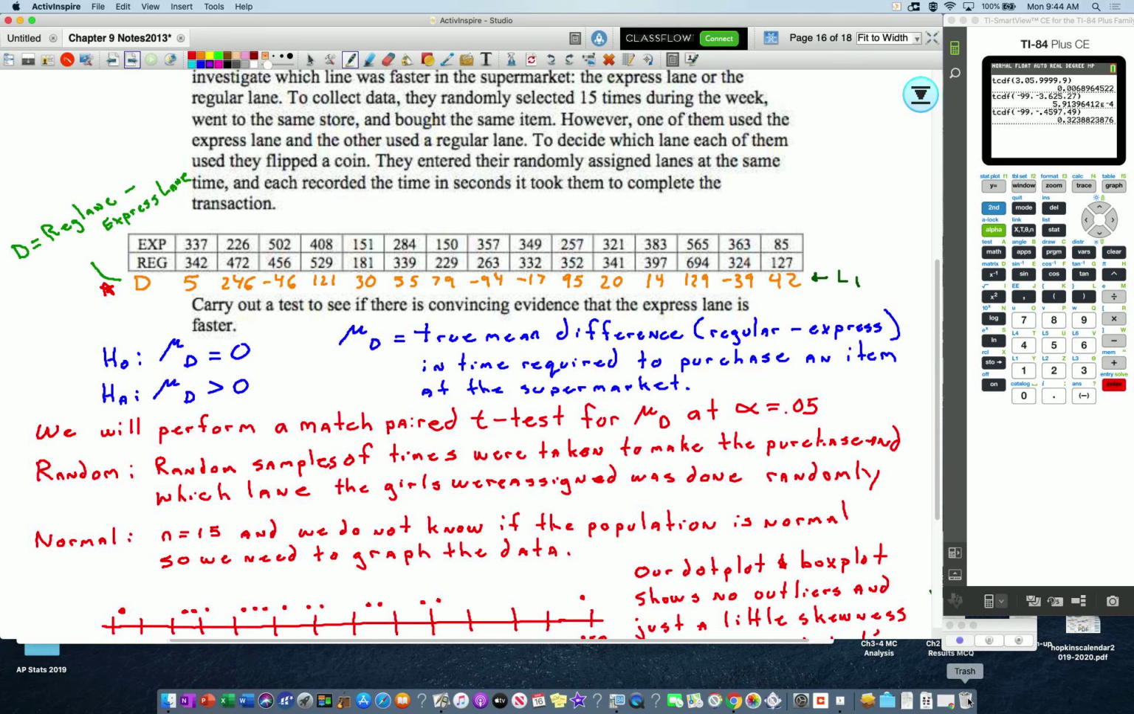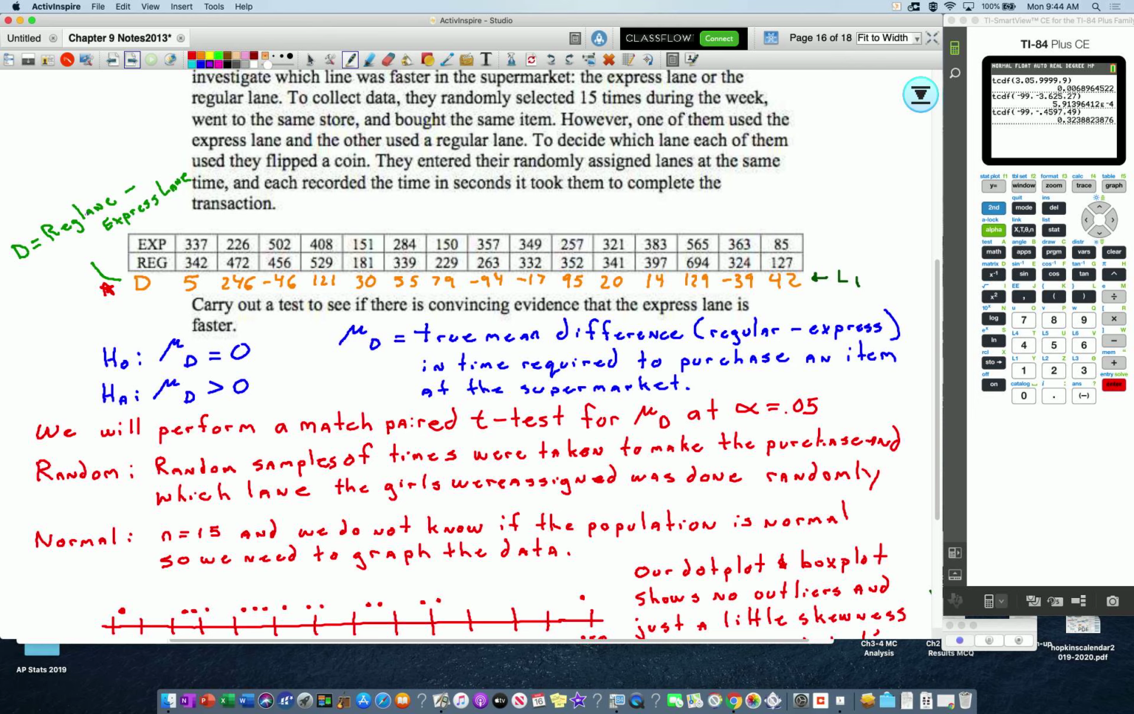So as I write my null and alternative hypothesis, notice how I'm using a subscript here. Mean difference is 0. If they are exactly the same, which I'm thinking there's no difference between the two, then when I subtract their times, I should get 0. However, if I think the express lane is faster, this number is going to be smaller, so regular minus express should be a positive number, hence why their difference is greater than 0 for the alternative.